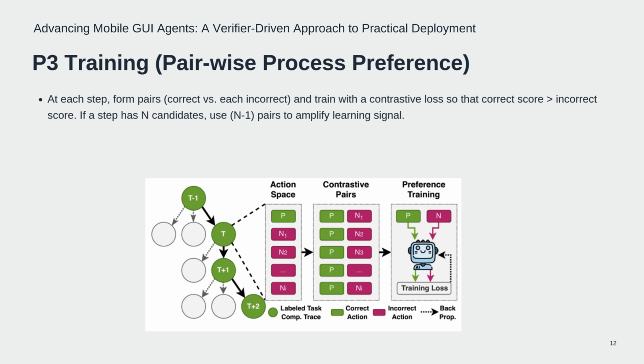If a step has n candidate actions, that yields n minus 1 pairs. This amplifies the learning signal because one step doesn't just give one example. It gives multiple pairwise examples, reinforcing which action is better than others.